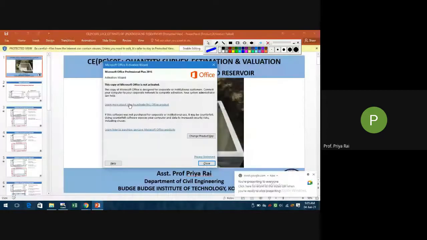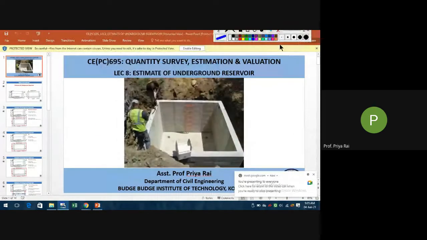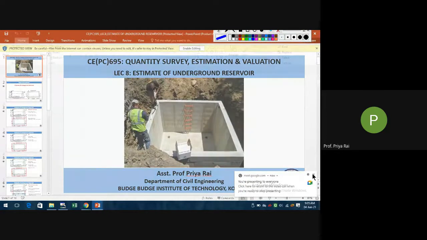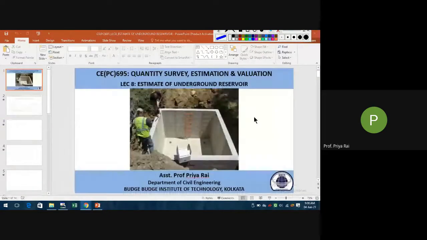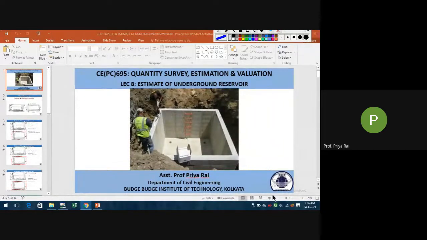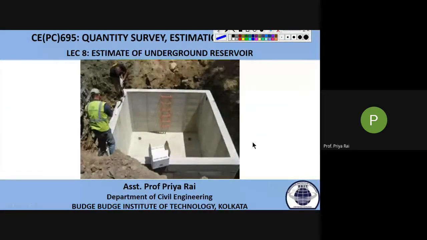See, this is your sessional class, right? Today we need to solve some problems. Okay, and the topic is quantity estimation. Estimation of the quantity required in the construction of this one.